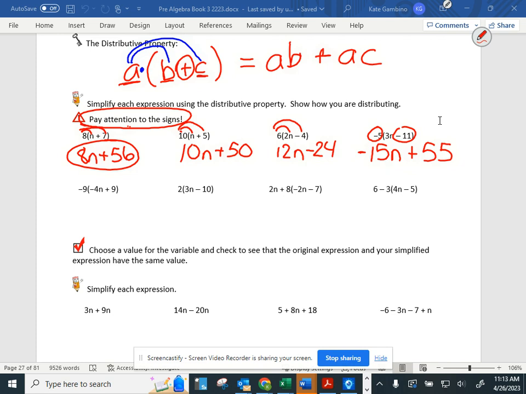Okay, do the next one. What do you think it might be?